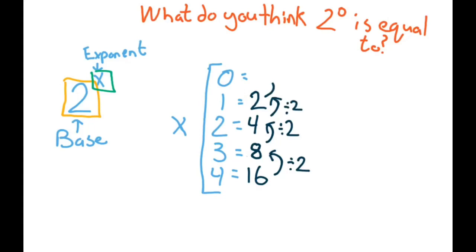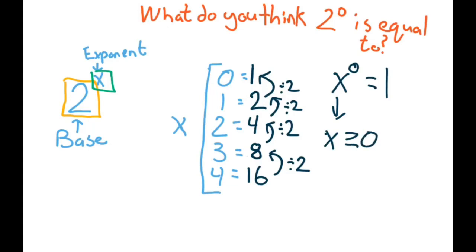So now, do you think that this would be divided by 2 as well? What is 2 divided by 2 equal to? That's right, 1. So what we're going to learn now is that any number to the 0th power equals 1. So in this case, x can equal any number greater than or equal to 0.